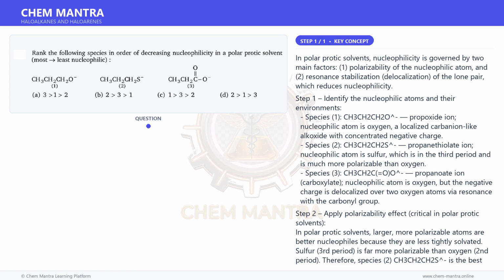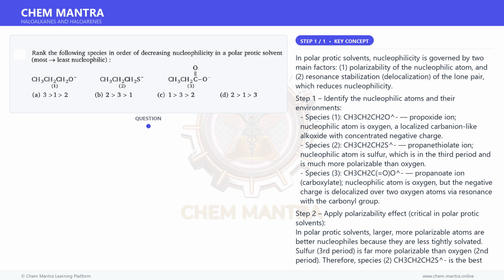A. 3, 1, 2: incorrect, ignores polarizability and resonance effects. B. 2, 3, 1: incorrect, ranks carboxylate above alkoxide, which is wrong. C. 1, 3, 2: incorrect, places sulfur last, ignoring its superior polarizability.